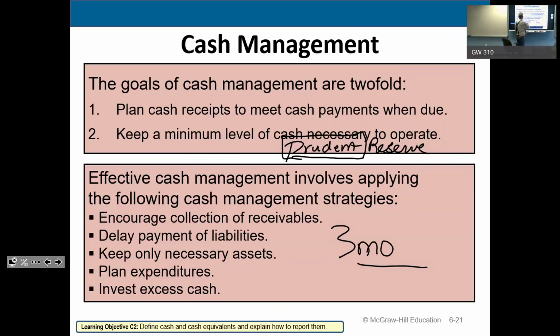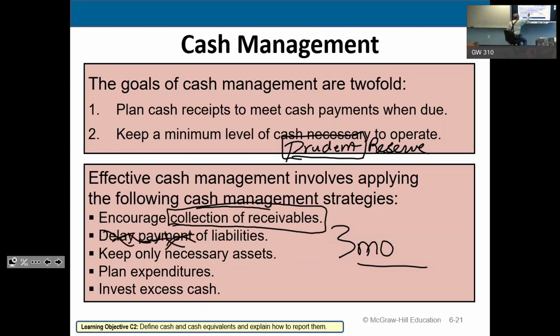Effective cash management involves applying the following cash strategies. Collection of receivables, right? We've got to get that. Delay payment of liabilities. This one, no. You pay your liabilities in 30 days or close your damn business. We don't delay unless we make terms. We don't just delay out of the blue. Keep only necessary assets, plan expenditures. This was the breakers. We had a whole bunch of unnecessary assets, things that we didn't need anymore, didn't use.